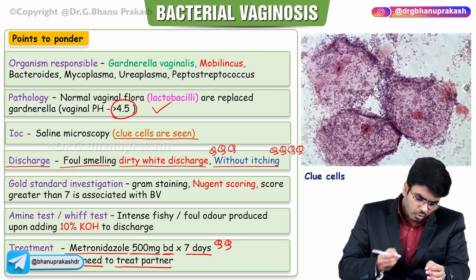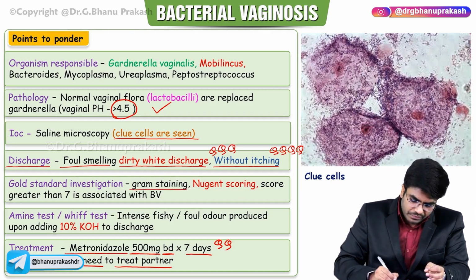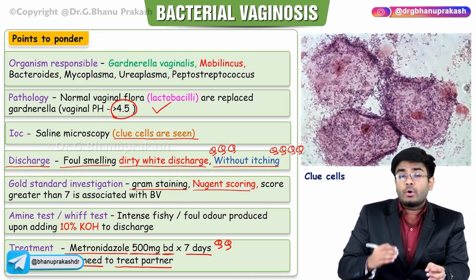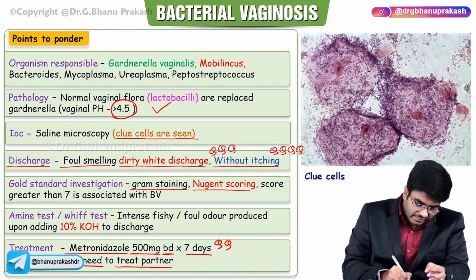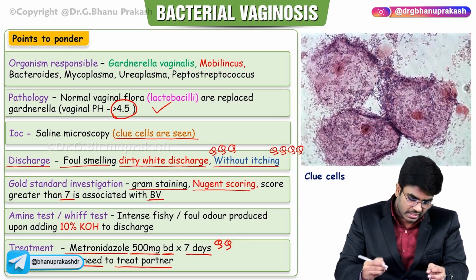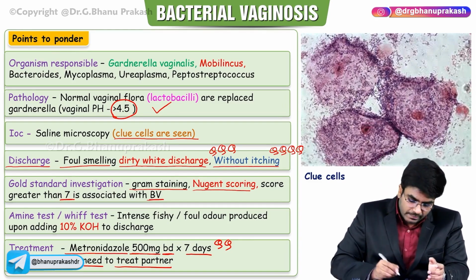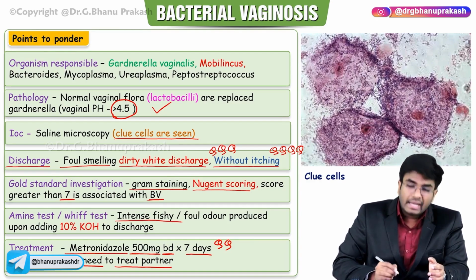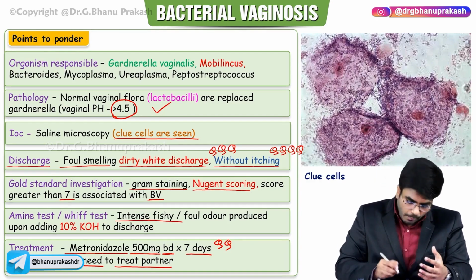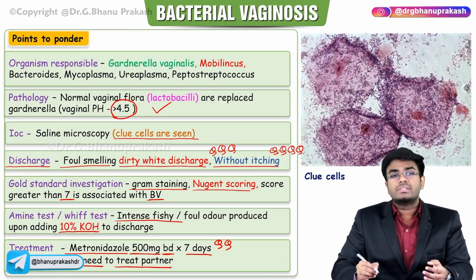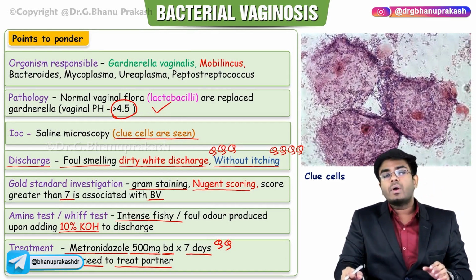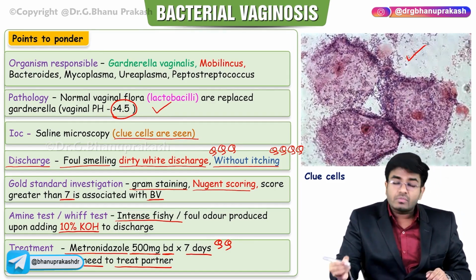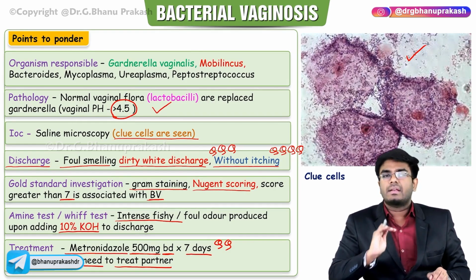MCQ. So the gold standard investigation is Gram staining. And a Nugent score greater than 7 is highly suggestive of bacterial vaginosis. And the whiff test or amine test, what is that? Intense foul smelling or intense fishy odor upon adding 10% potassium hydroxide to the discharge. So all the important MCQs and even the image based question are completed regarding bacterial vaginosis.